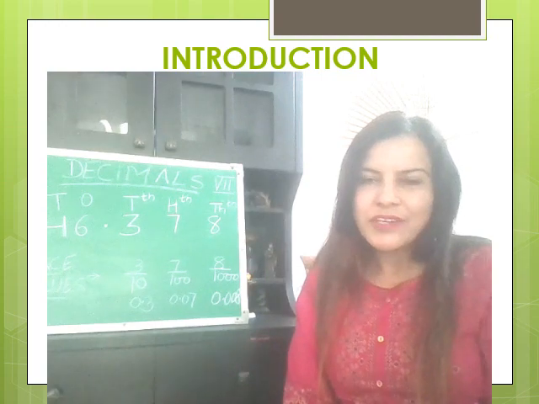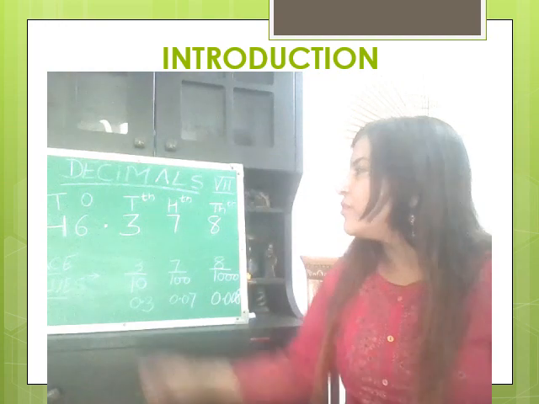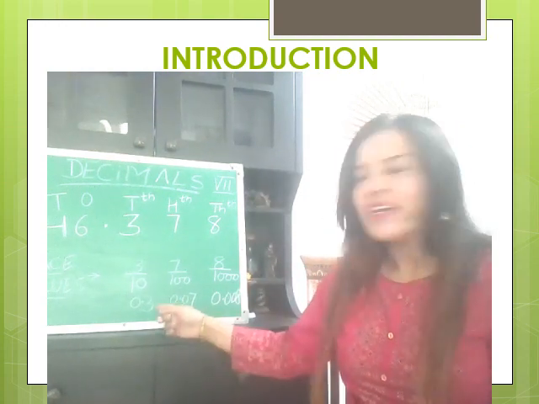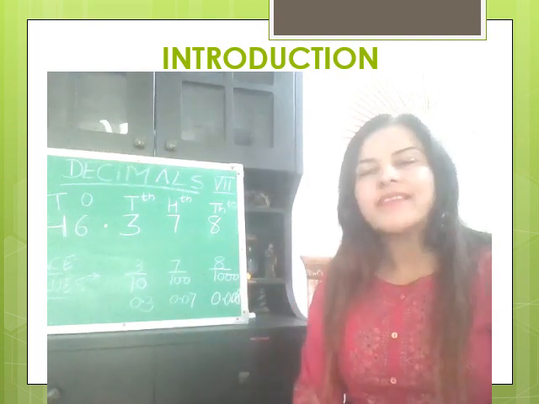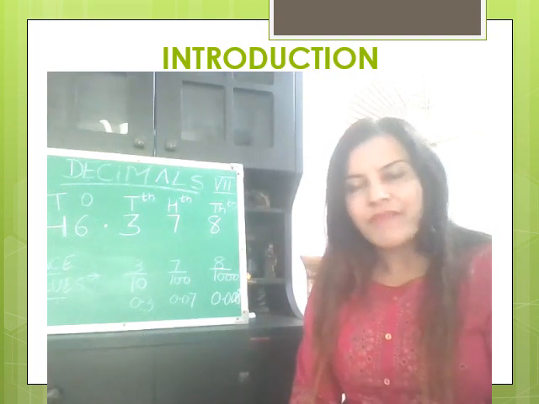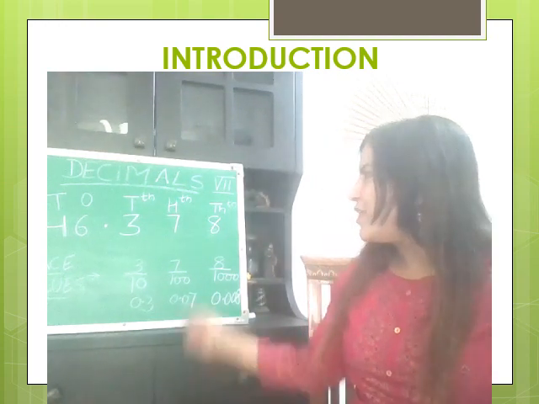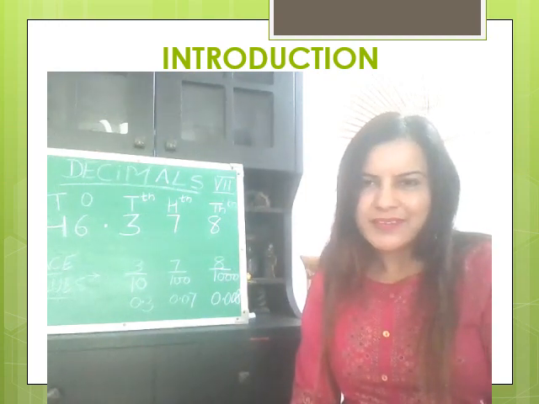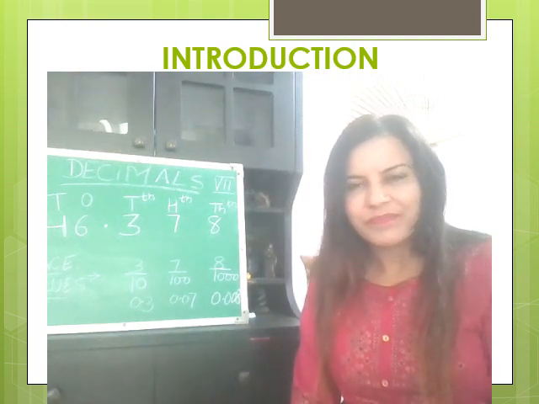The first place to the right of the dot is the tenth place, and the place value of the digit 3, which is at tenth place, is 3/10. We can also write it in decimal form as 0.3. The place value of the digit 7, which is at hundredth place, is 7 upon 100, and we can also write it in decimal form as 0.07. The place value of the digit 8, which is at thousandth place, is 8 upon 1000, and we can write it in decimal form as 0.008.